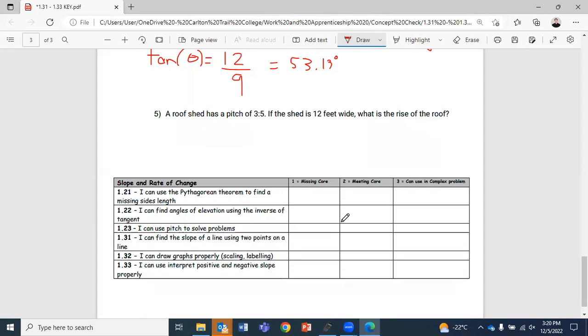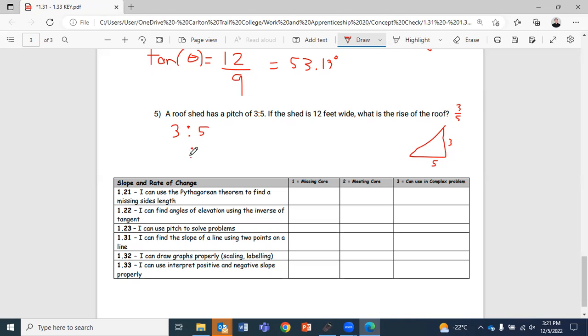So question 5, if a roof has a pitch of 3 to 5, remember, that's rise over run, right? 3 to 5, that's the same thing as this, it's a slope. So rise over run. If the same shed is 12 feet wide, what's the rise of the roof? So let's put this into a way we know. It's a 3 to 5, right? 3 to 5, a little ratio here.